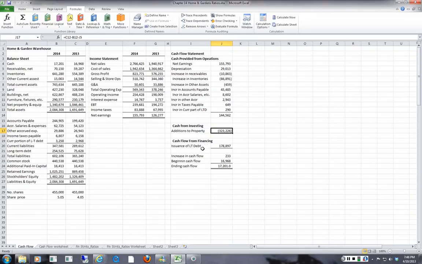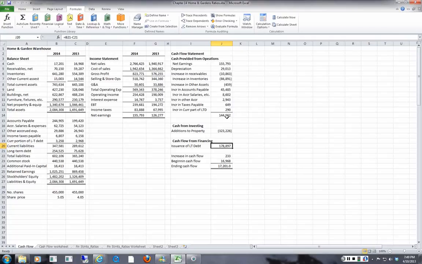Now the cash flow from financing is all due to an issuance of long-term debt, going from 75,628 to 254,529. So you can see what this company has done in the cash flow is they have substantially increased their property, made a significant addition to it, and that was paid for by a significant increase in long-term debt and the results from cash flow provided from operations.